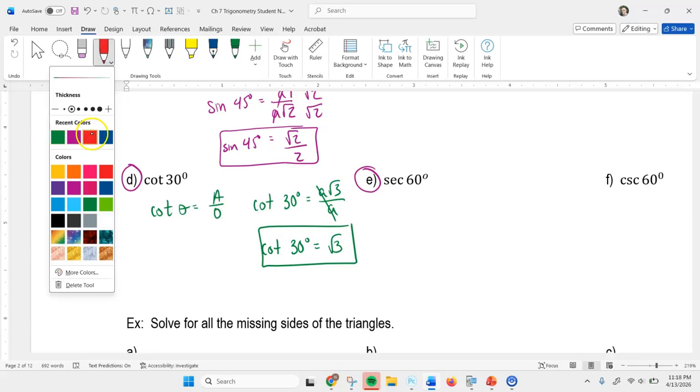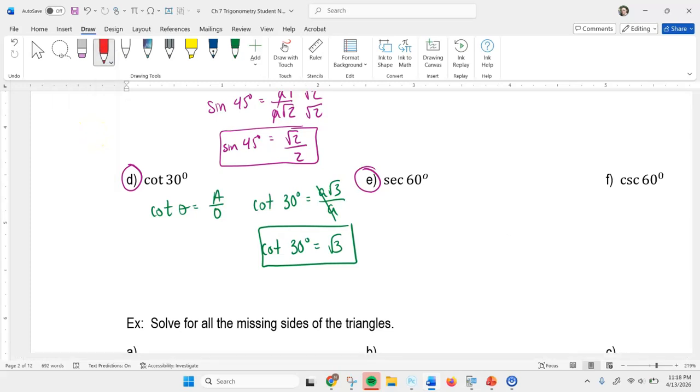Secant of 60 degrees. So secant of 60 degrees, well, first off, let's review. Secant of theta, that's the reciprocal of the cosine function. Cosine is adjacent over the hypotenuse, so this would be hypotenuse over the adjacent leg. So we're dealing with a secant of 60 degrees.